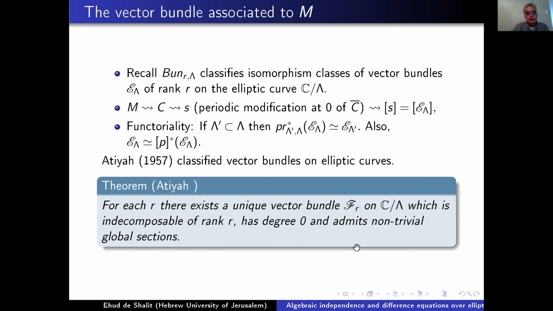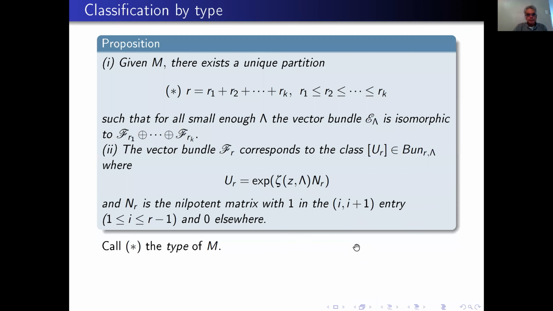Given all these functoriality properties with the vector bundles that we associated to our M, we can now prove rather easily the following proposition: given this M, you can associate to it a unique partition of the rank R into R1 plus R2 plus ... plus RK, such that for all small enough lambda, the vector bundle that we constructed is isomorphic to the direct sum of these indecomposable vector bundles of Atiyah of the corresponding ranks Ri.